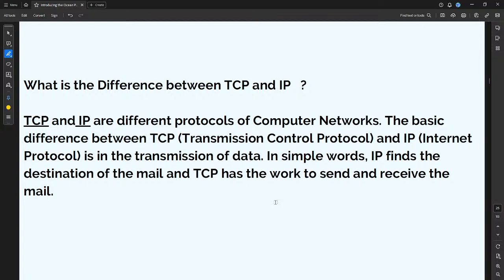So now, what is the difference between TCP and IP? TCP and IP are different protocols of computer networks. The basic difference between TCP and IP is in the transmission of data. In simple words, IP finds the destination of the mail, and TCP has the work to send and receive the mail. That is why I told you there has to be a form of what is known as a three-way handshake for a communication to be considered complete when it comes to TCP, and of course UDP as well. But right now we're not discussing TCP and UDP. We just want to understand what TCP/IP means.